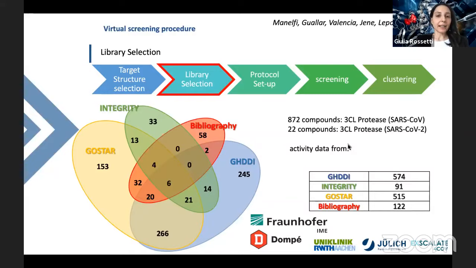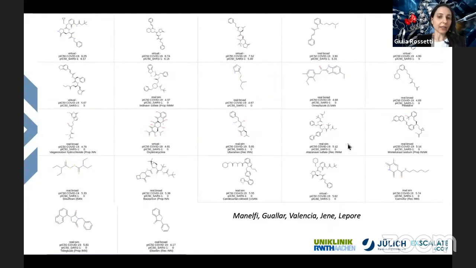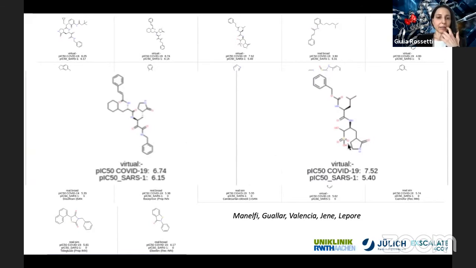And you can see that our assumption of considering the experimental set of compounds targeting SARS-1 as also suitable for SARS-2 is relatively good, but still we have some exceptions. Sorry for the low quality of this picture. You can see that there are some compounds for which the pIC50 is comparable, but for some others some difference can be found.